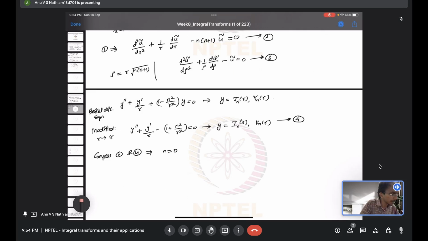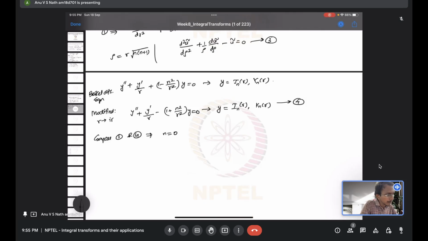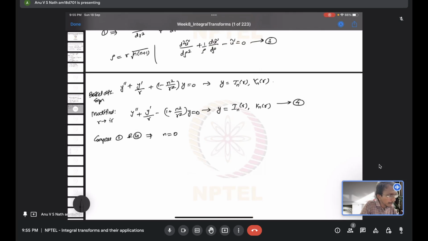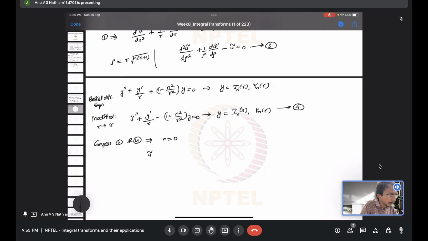That only will work. Yeah, here also I forgot something. y is there, okay. So we will find that for n equal to 0, we will get the solutions. That n equal to 0 represents equation 3, the Bessel equation 3.